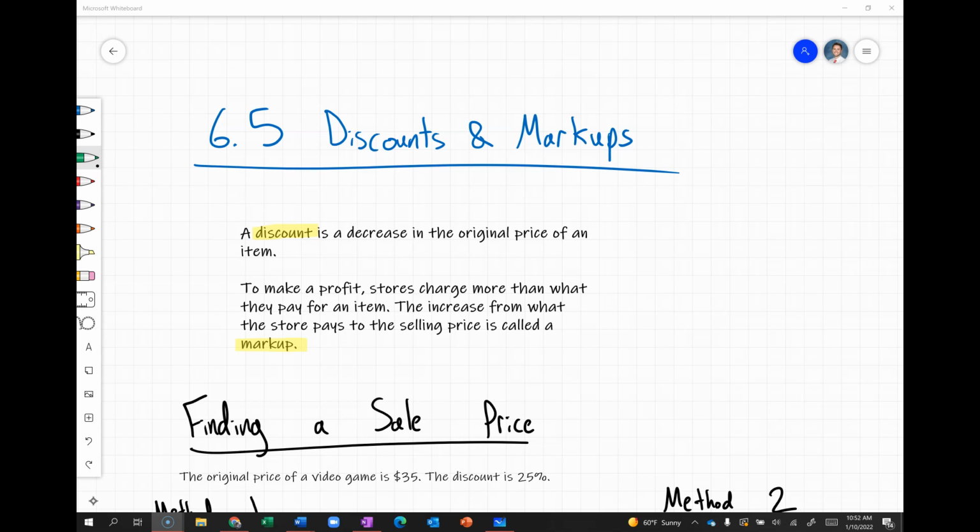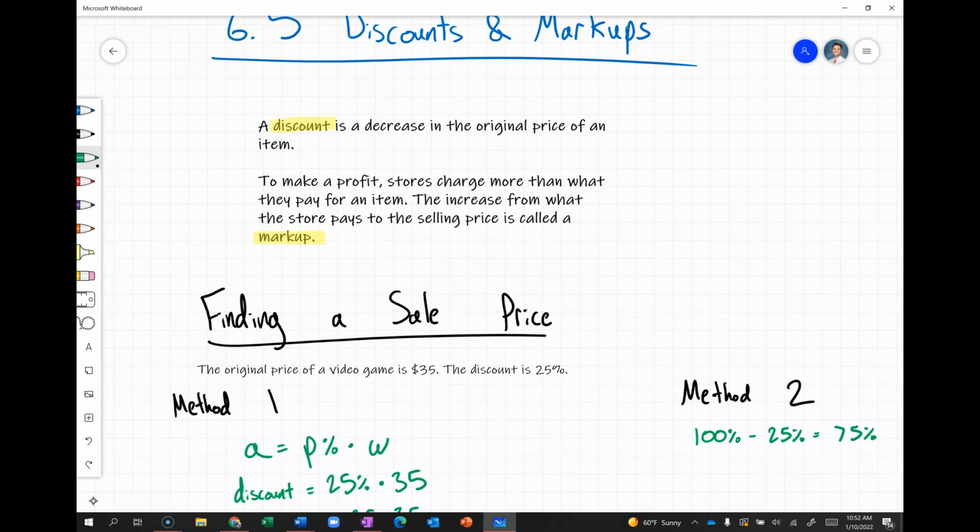So let's look at finding a sale price. In this first example, we've got the original price of a video game is $35, and it's discounted at 25%. And there are two basic ways we can solve this. One way is to find the total discount first and then subtract it from the original price. And the other is to find, using the discount, what percent of the price you're actually paying.